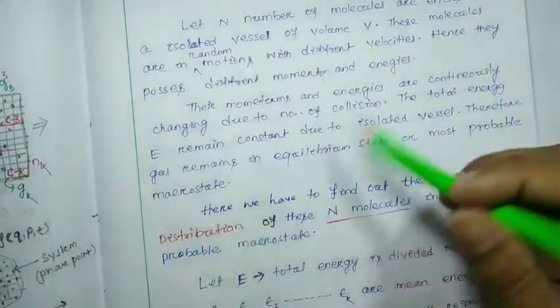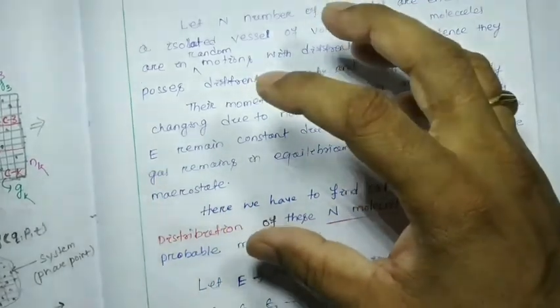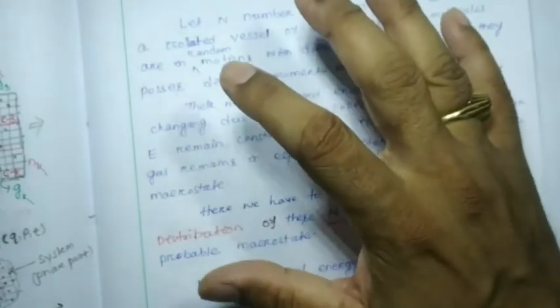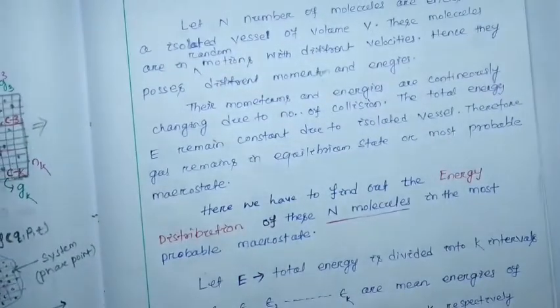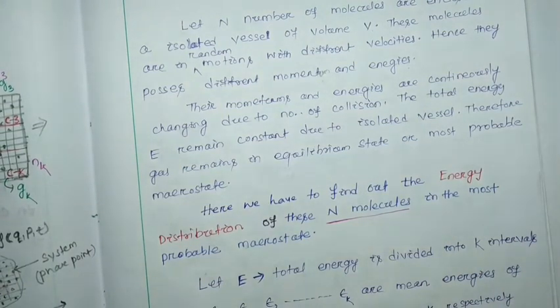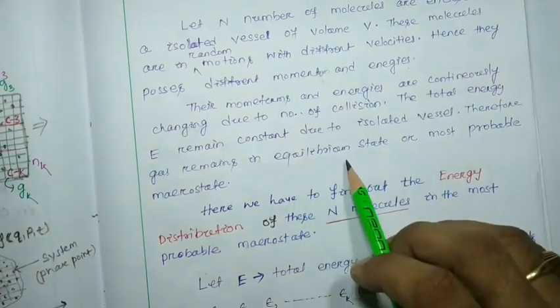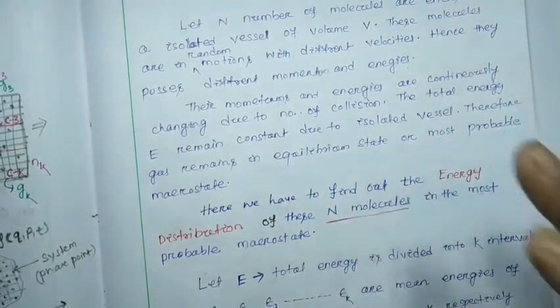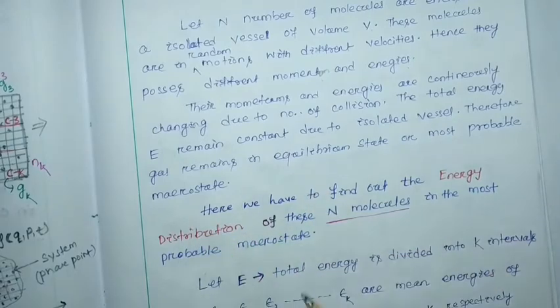And we know that if we leave an isolated system, it will attain its maximum entropy situation, or you can say maximum disorder state, the so-called equilibrium state. So as it is isolated, obviously it will be in the equilibrium state or most probable state.